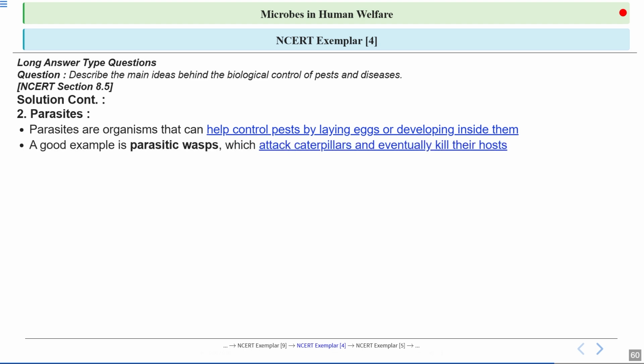Now, a great example of this is parasitic wasps. These wasps specifically target caterpillars, laying their eggs inside them. As the wasp larvae develop, they consume the caterpillar from the inside, effectively controlling the pest population without harming other beneficial insects. You see here, other beneficial insects are also not harmed. So ecosystem stability is also maintained, and we are not using chemicals, which degrade the environment.